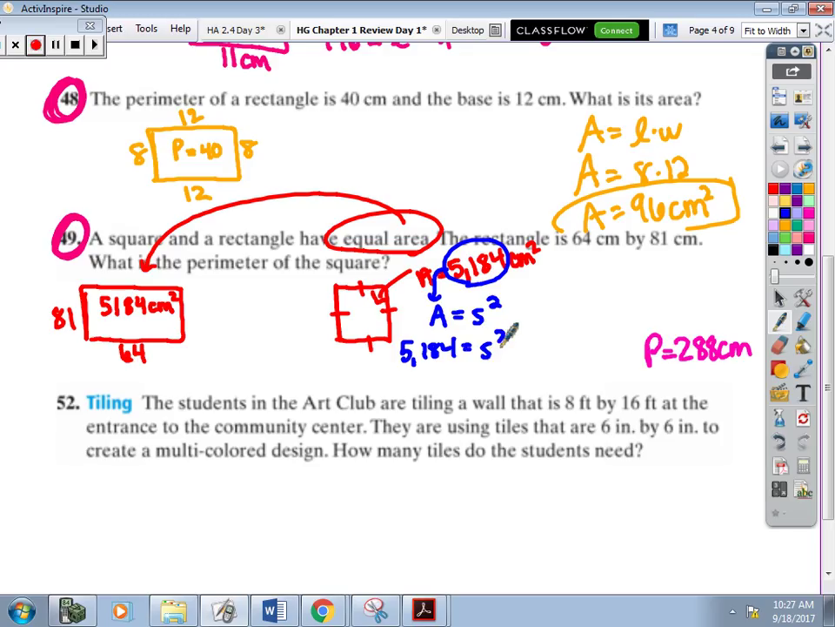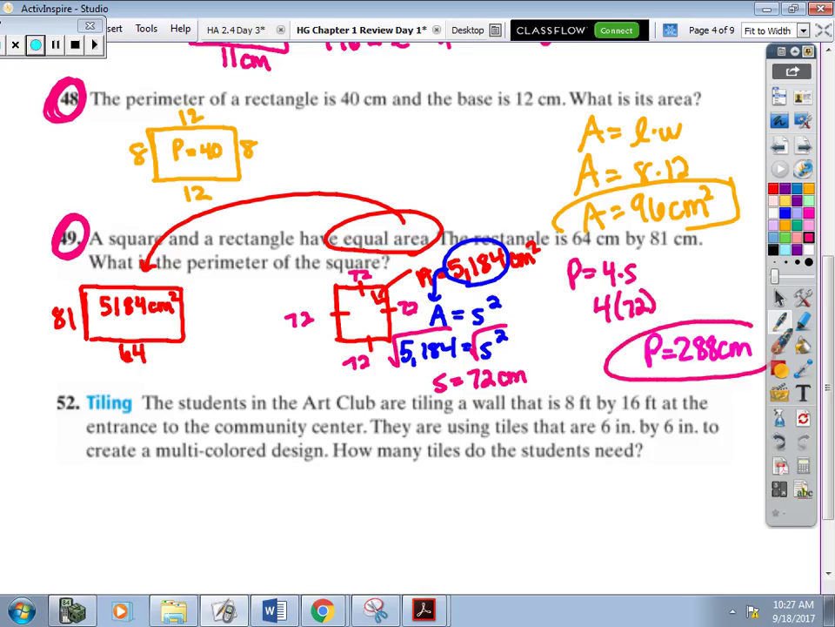And again, if you did this mentally, that's fine. We would square root each of those numbers to get that one side is 72 centimeters. I saw a couple of you with 72 circled. Make sure you answer the final question. It says, what is the perimeter? So you either need to add 72 plus 72 plus 72 plus 72, or you can use the perimeter formula, which is 4 times S. So 4 times 72 will get us our 288.